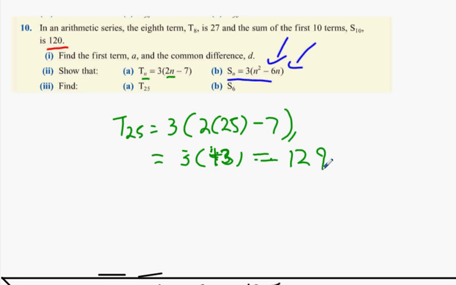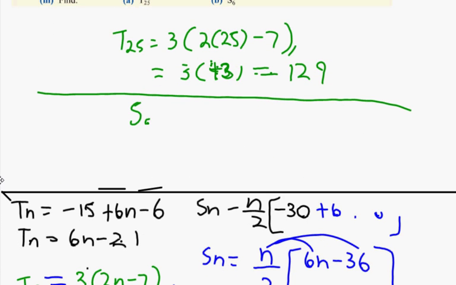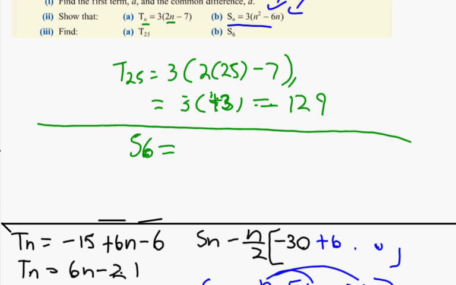Okay, and what about S6? Replace n with 6, so it's going to be S6. Interesting, that. S6 is 3 times n squared, which is going to be 6 squared, minus 6n, which is going to be 6 times 6. Okay. It's going to be 0, isn't it? 3 times 0, which is 0.